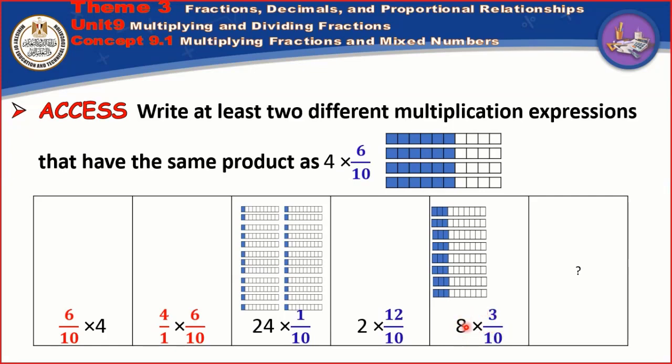What happened here? I multiply the whole number 4 by 2 equals 8, and divide the fraction by 2. 6 over 10 divided by 2 is 3 over 10. And also the same number. Count with me, 3 times 8 equals 24. Here is 24 parts and here is 24 parts also. Okay, you can write another expression. Can you write another expression? Please try and write it in the comments.